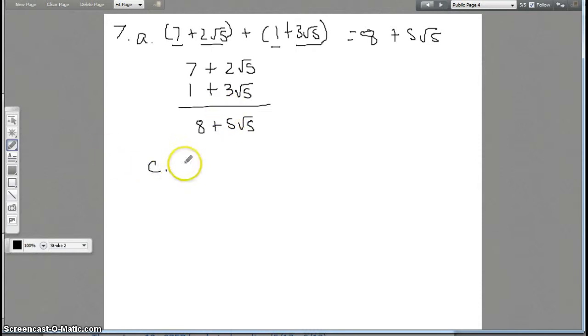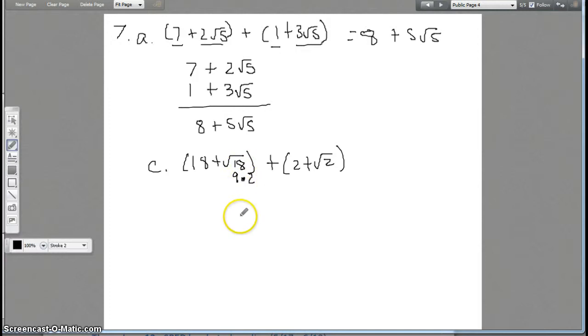Part C is 18 plus root 18, and then we're going to add 2 plus root 2. Okay, now this one, you can see our roots are not the same, but root 18 can be simplified. There is a square number that is a factor of 18. We can write it as 9 times 2. We could write it as 3 times 6, but that would not be useful because neither 3 nor 6 is a square number. Remember, we're looking for square numbers that are factors.